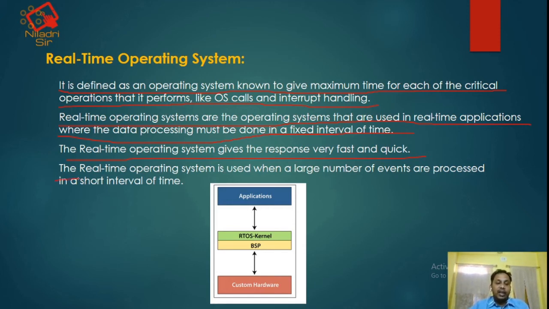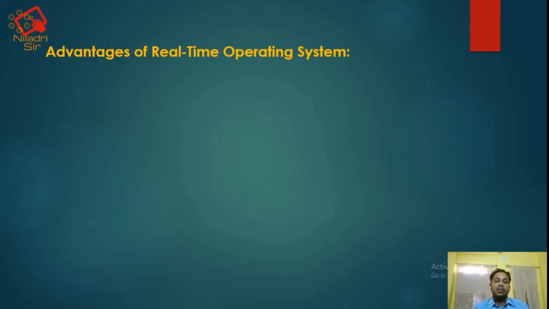And the fourth one, the real-time operating system is used when a large number of events are processed in a short interval of time. So if there is a situation where we have lots of processes to execute and a very limited amount of time, then we will go to the real-time operating system. So what are the advantages of real-time operating systems? There are lots of advantages. The first one is that real-time operating systems are error-free. There are fewer types of errors.